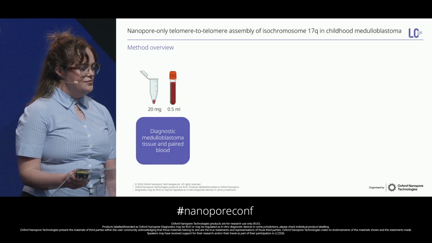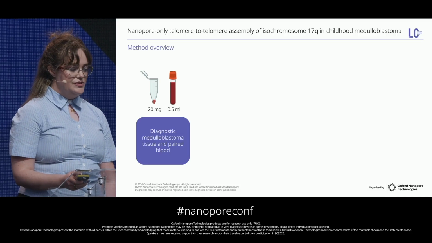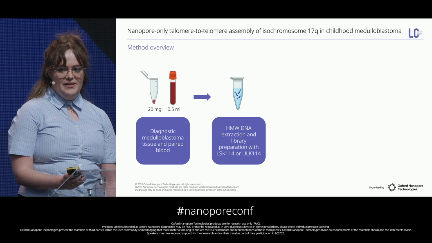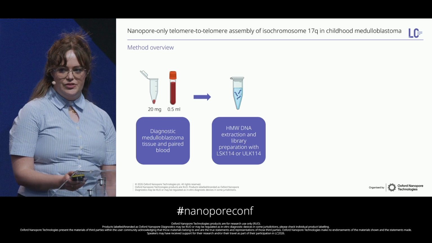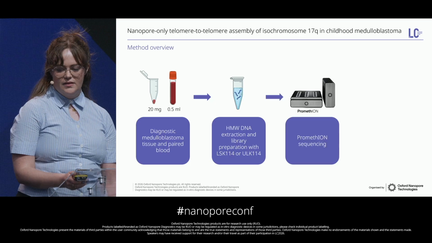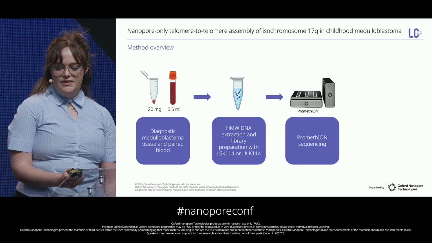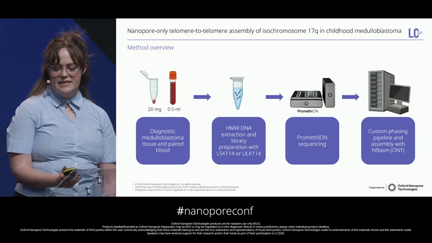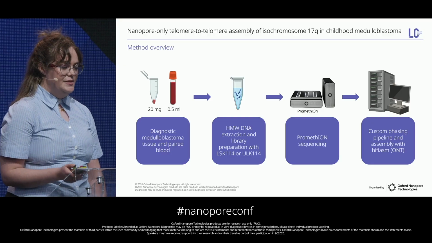So I started off with frozen diagnostic medulloblastoma tissue and also frozen paired blood. From this, I extracted high molecular weight DNA and did a library prep with either the ligation or ultra-long sequencing kit. Each of these libraries was sequenced on a single PromethION Flow Cell, and then the data that was generated was put through a custom phasing pipeline, and assemblies were all done with hifiasm ONT.